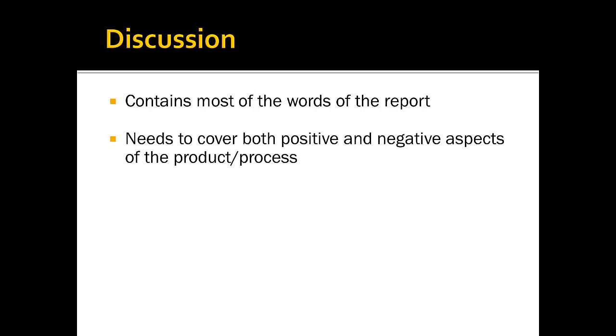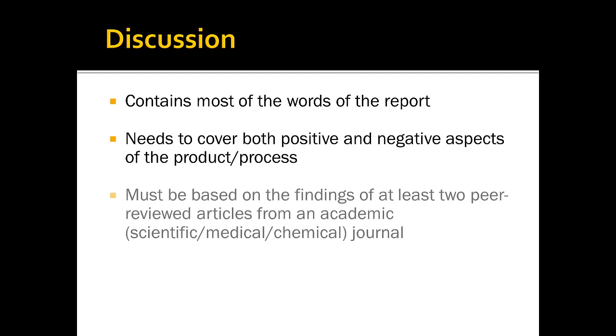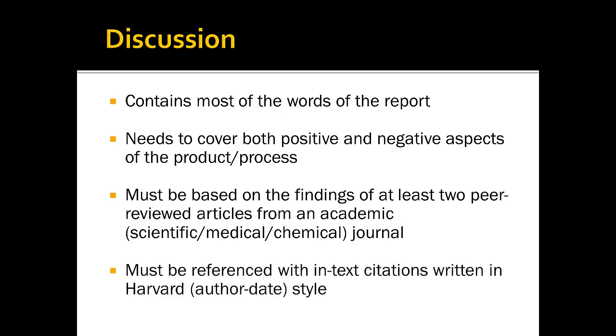It needs to cover, in this assignment, both the positive and the negative aspects of the product or the process, and it must be based on findings of at least 2 peer-reviewed articles, journal articles. So they're academic journals. It might come from a scientific, medical, or chemical journal, something like that. You can have other sources, and ideally you'll probably have around 10 sources for an assignment of this length, and I'd say a minimum of 6, probably a maximum of 18. But at least 2 of them must be peer-reviewed journal articles. And it must be referenced with in-text citations written in Harvard style.